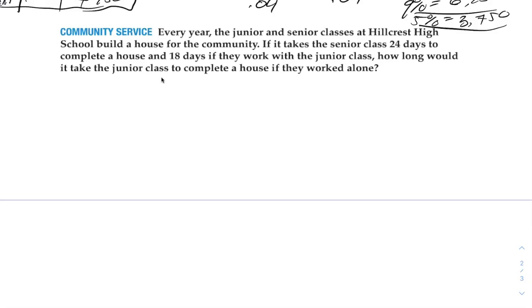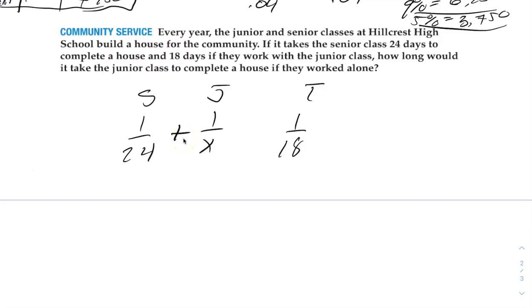So again, the work problem. This is what you're most likely going to see in the quiz and test. So we have a senior and junior class, and they have if they work together. They give you the senior rate, right? They can build one house in 24 days. Now, they don't tell you what the juniors could do, but they tell you that if they work together, you get one house in 18 days. And we're looking for how long it would take the juniors alone. So the juniors are actually the variable here, 1 over x. And we always have it the same way. Add these together to equal that one.